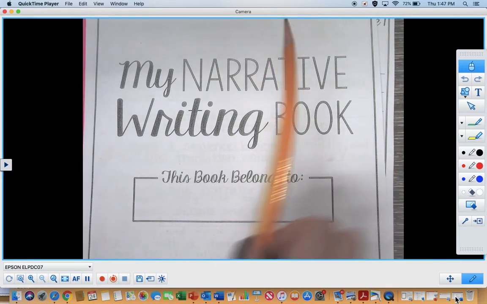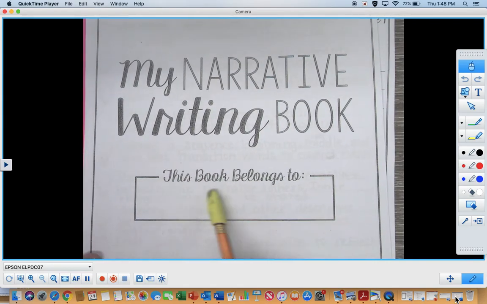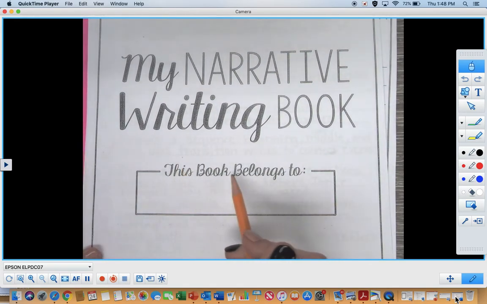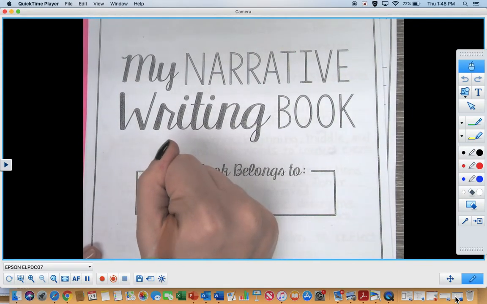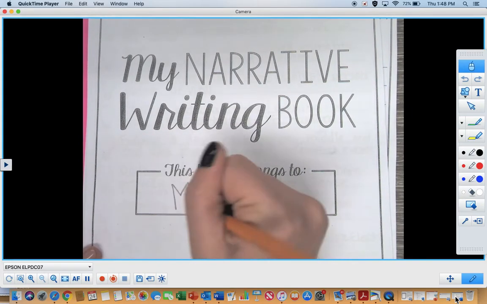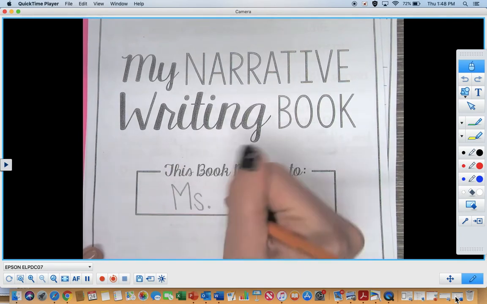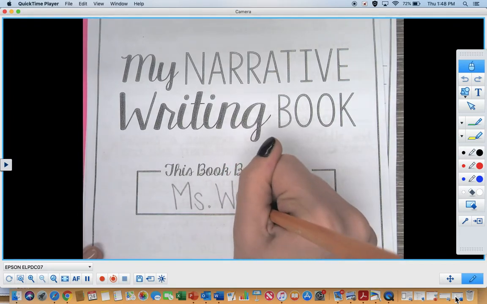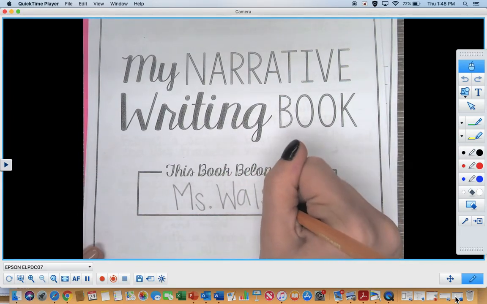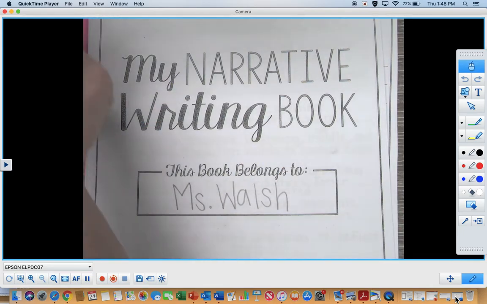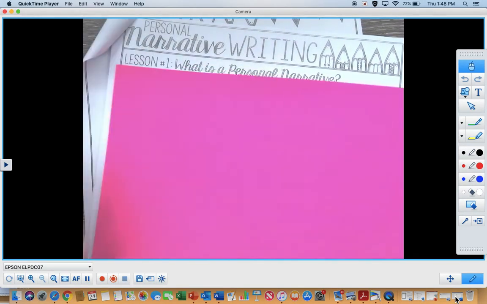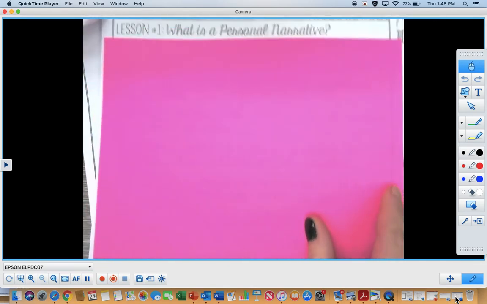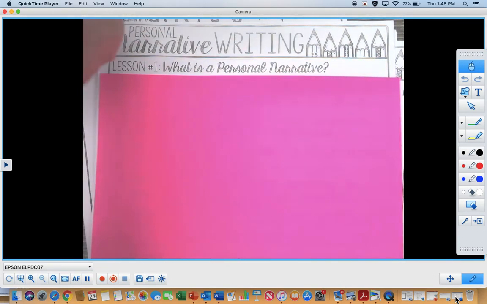This is going to be our first time using these writing packets. So first things first, we need to write our names. It says this book belongs to. I'm going to go ahead and write my name. You shall be writing yours. And after you have written your name, you are going to flip to the first page in your packet. This is where you're going to need your pencil and your crayon or coloring tool of some kind.